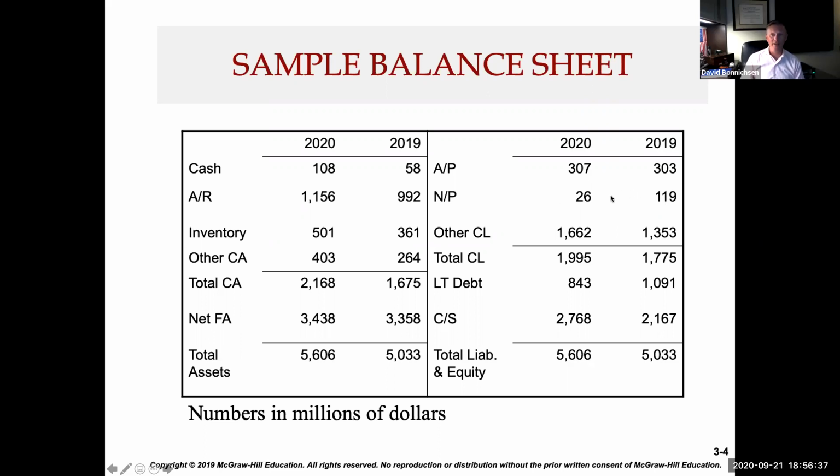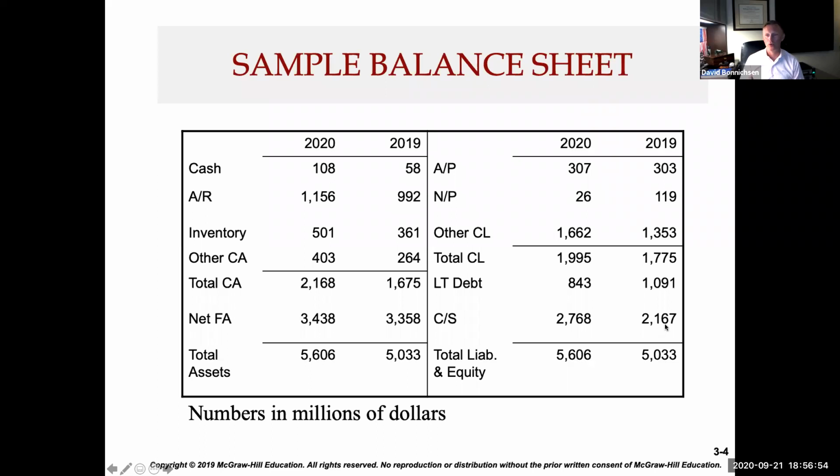So yeah, we paid down debt, right? We paid down short-term debt. We went from 119 to 26. Use of cash, we paid down debt. Long-term debt, same thing. We went from 1091 to 843. We paid down long-term debt. Fantastic. All right. So that's a use of cash, right?